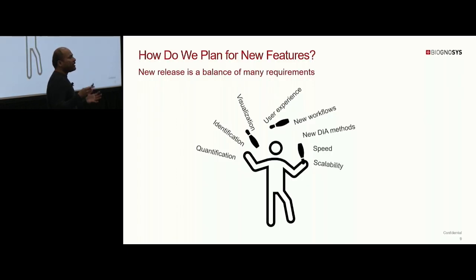Every time we're planning a new release of Spectronaut, it's an exercise in balancing many different user requirements. What we usually do is decide to focus on certain important themes, and at that point, everything else becomes a nice-to-have. So what were the main things, or let's say the three main goals we had for Spectronaut 19?